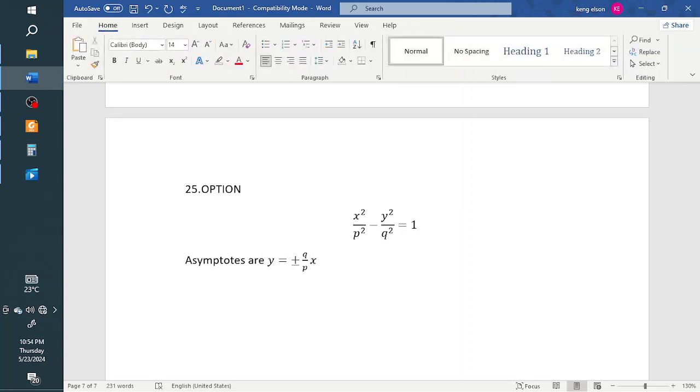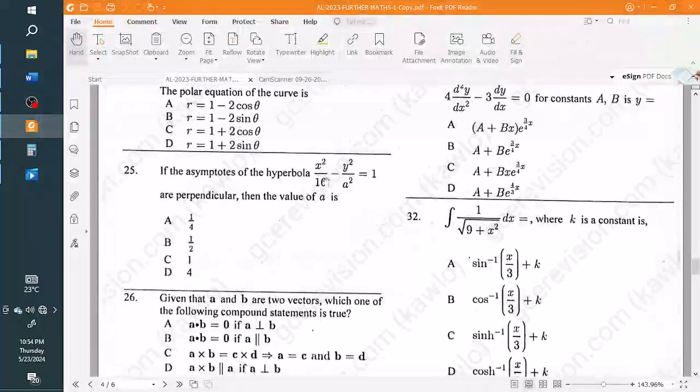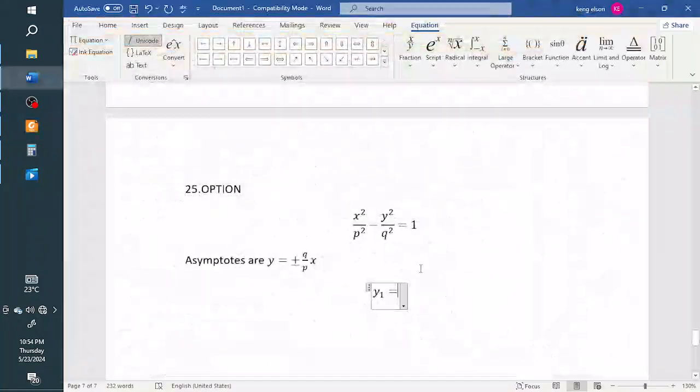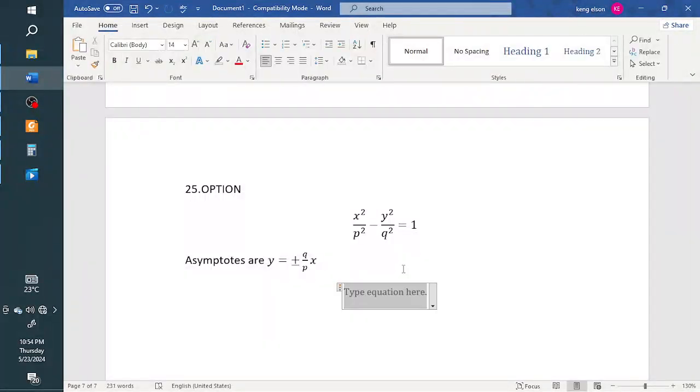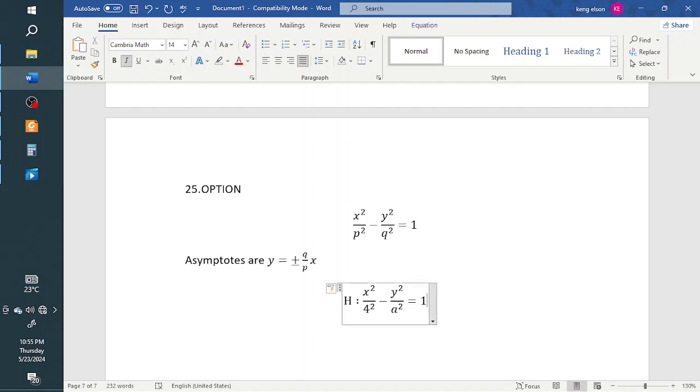Okay, so in this case, let's go back to the equation, x squared on 16 minus y squared on a squared. So our hyperbola here is x squared on 16, 16 is 4 squared, minus y squared on a squared equal to 1. So what is p? p is equal to 4, if you're comparing, and q is equal to a.